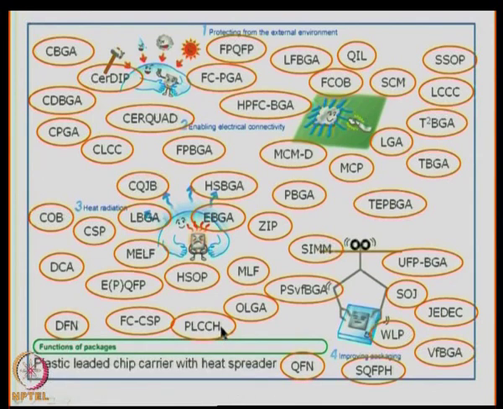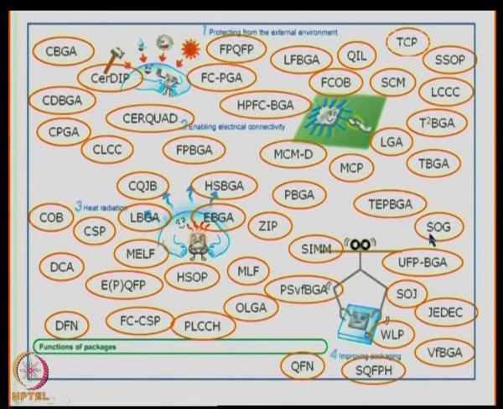PLCCH stands for plastic leaded chip carrier with heat spreader. SOG stands for small outline IC with gullwing leads. TCP stands for tape carrier package. VTSOP stands for very thin small outline package. Micro BGA is also known as CSP.